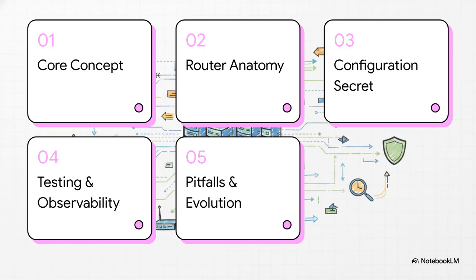Over the next few minutes, we're going to demystify all of this. We'll cover the core concept, look at the anatomy of a router, reveal the configuration secret, talk about testing and observability, and finally, go over some common pitfalls and how your system can evolve.